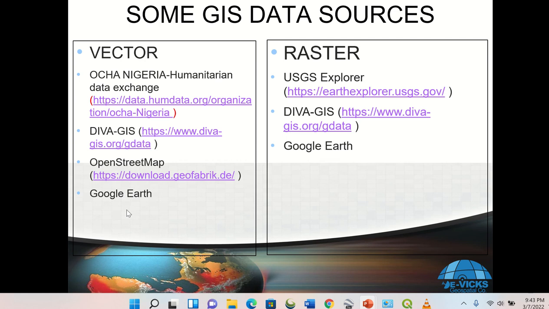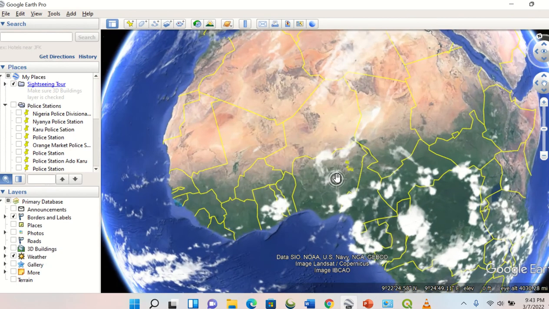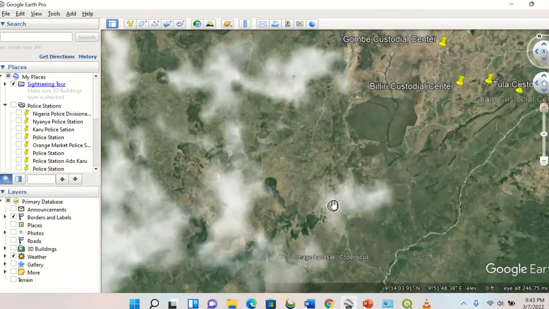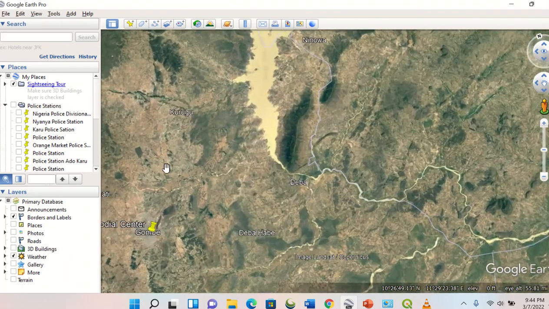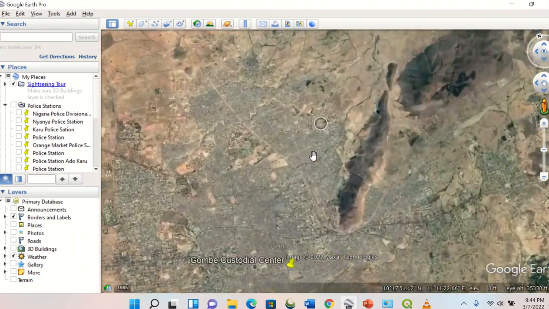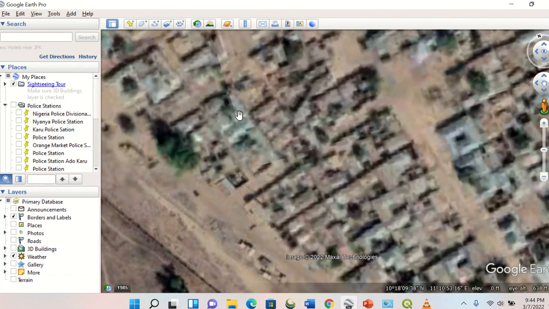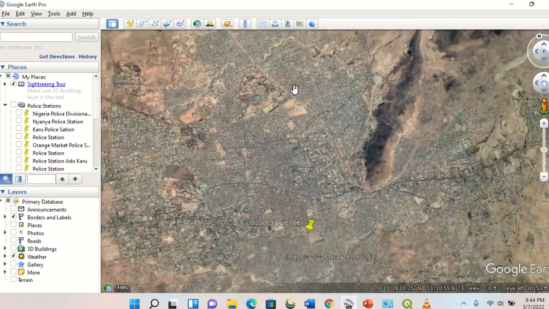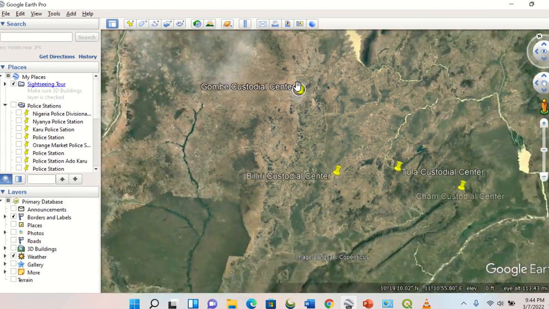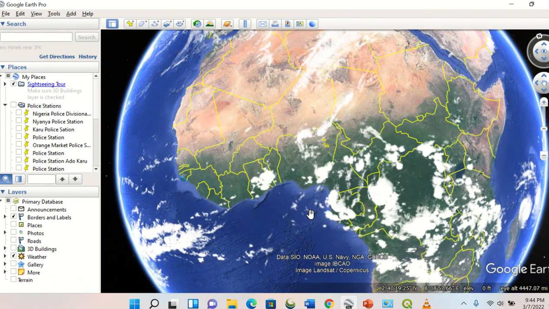Then we can also download vector data from the Google Earth software. Here is the Google Earth software, which contains satellite imagery of any portion of the surface of the Earth. You can zoom into a particular area and then download the imagery of that place, which is raster. Also, you can measure or bring out features of that area and then save them, which are in vector format. You can also download Google Earth from the internet. Just go to your browser and type Google Earth download, and you can follow the procedure there.